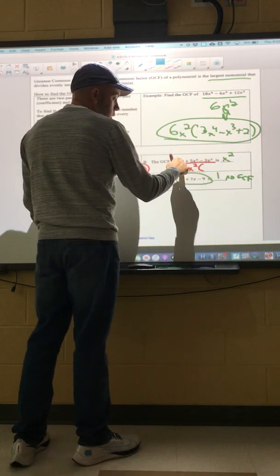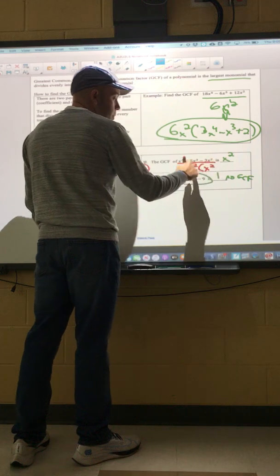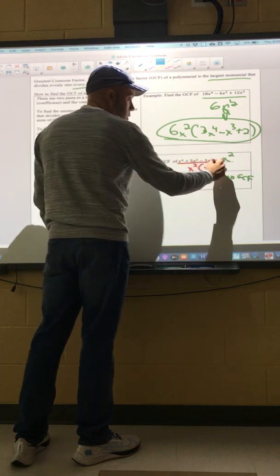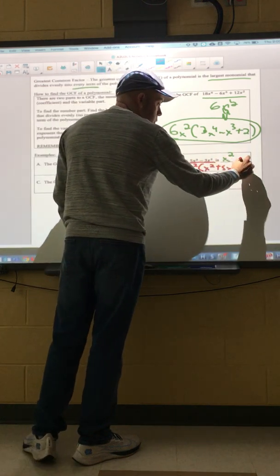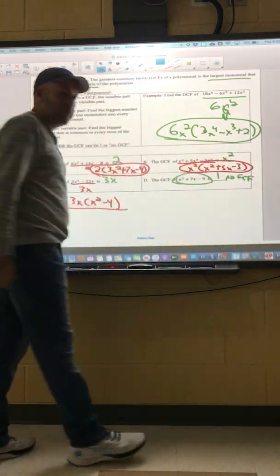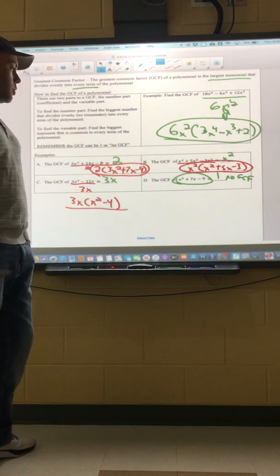Alright, and then the last of the ones to do here would be to divide by the x squared. So x to the fourth divided by x squared is x squared. 5x to the third divided by x squared is 5x. Negative 3x squared divided by x squared is negative 3. And then there we go. Okay? Alright, so that's what that should look like for that.